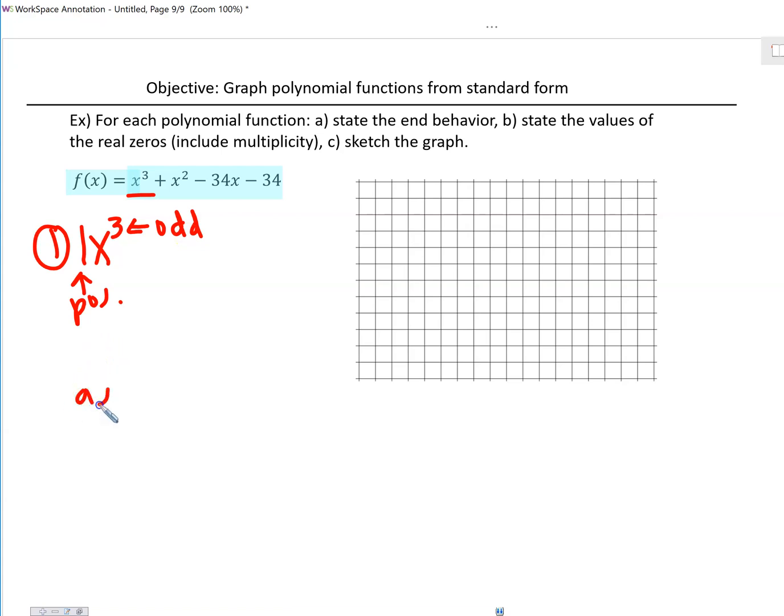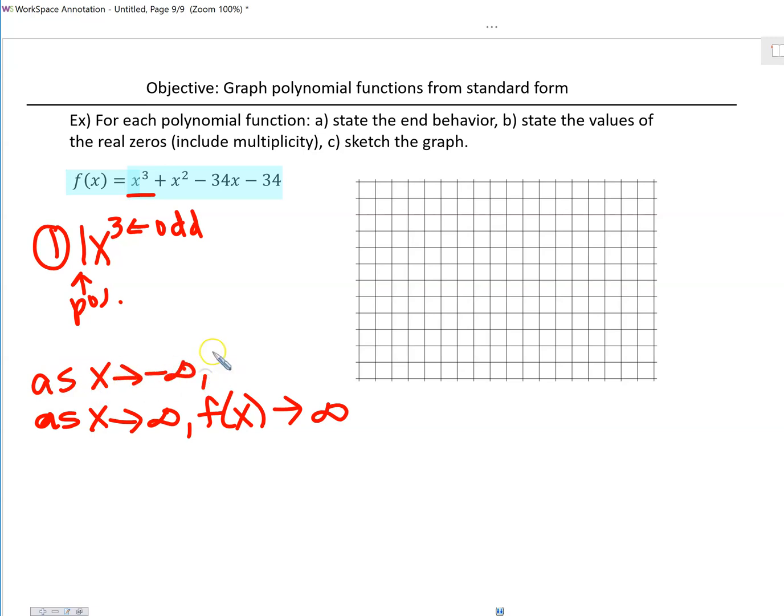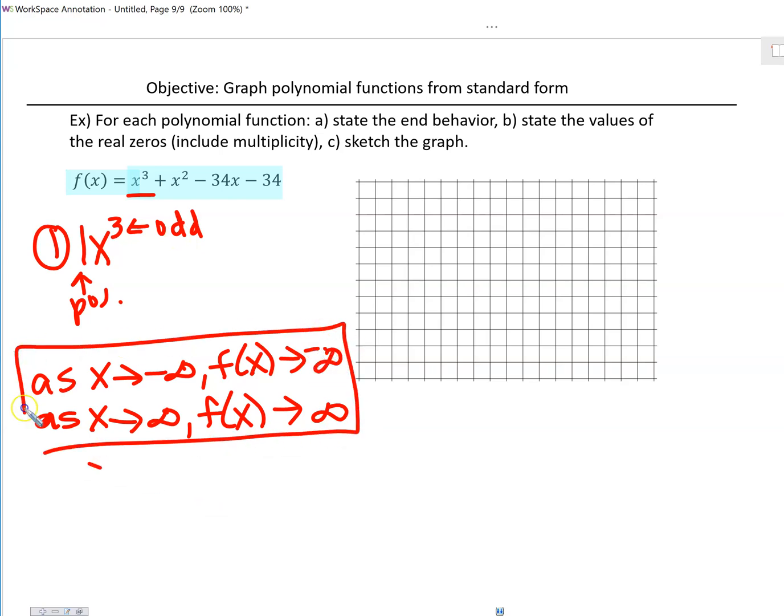So the right end is as x goes to positive infinity. Let's see if I can write that a little bit better here. So as x goes to positive infinity, our right end, f of x values, go to positive infinity to match the sign of the coefficient. And the left end, which would be as x goes to negative infinity, those function values have to go in the opposite direction because of the odd degree, and that would be negative infinity. So there's our end behavior.